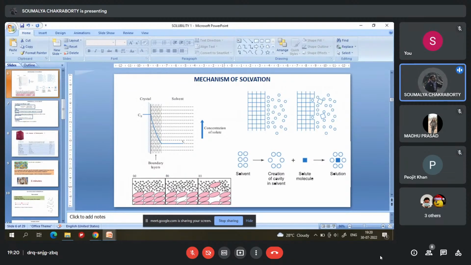So basically solvation is a combined harmony of three processes. One is breakage of the crystal lattice, one is formation of a cavity, and one is accommodation of the solute in the cavity. Depending on that, three energies are important: lattice energy, cavitation energy, and solvation energy. Okay, so this is all about the mechanism of solvation.